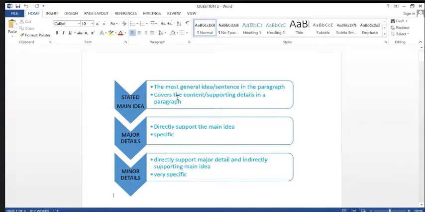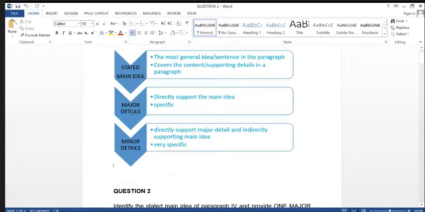Alright, so, stated main idea, I'm not going to repeat that again. We are going to focus on major as well as minor detail. Detail here means supporting details. We have talked about supporting details a bit during seminar 2, and I taught you types of support, which are supporting details. This one is about major supporting details and minor supporting details in terms of their characteristic, not the type.